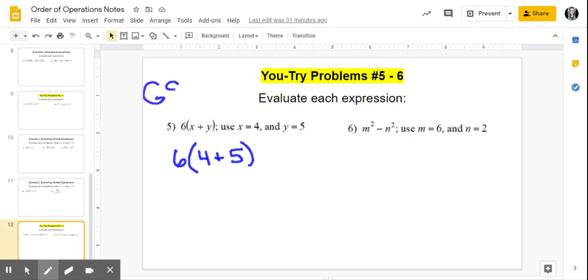Let's use GEMS. To evaluate, what should I do first? I have a grouping symbol, so I need to work inside the grouping symbol first. 4 plus 5 gives me 9. Bring down the parentheses and the 6. What's my final answer? 54.